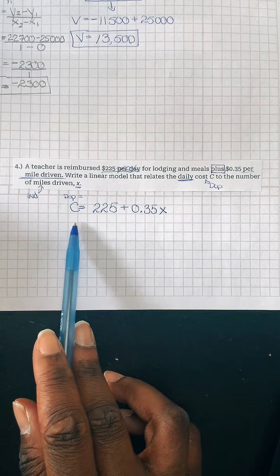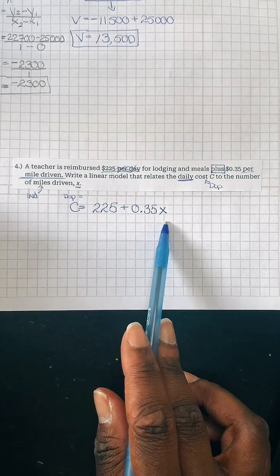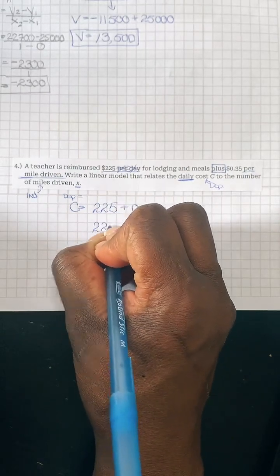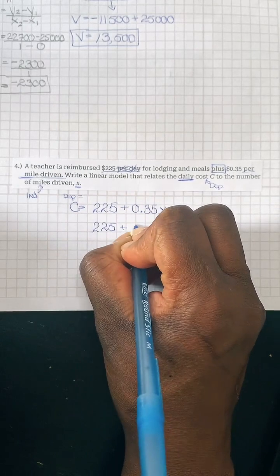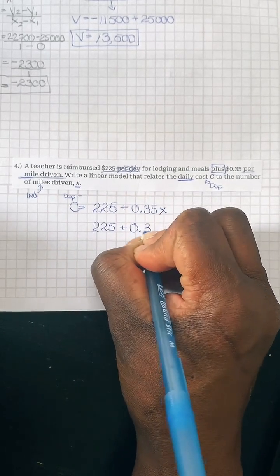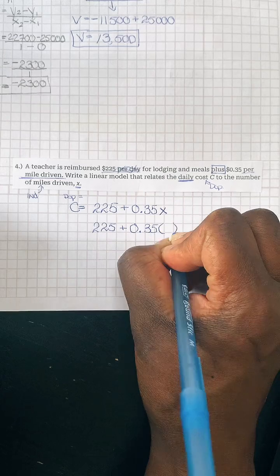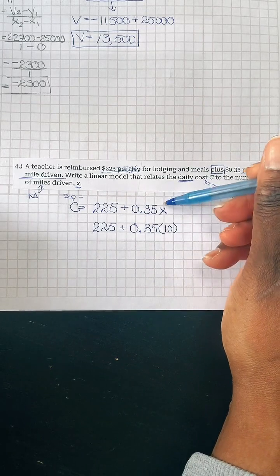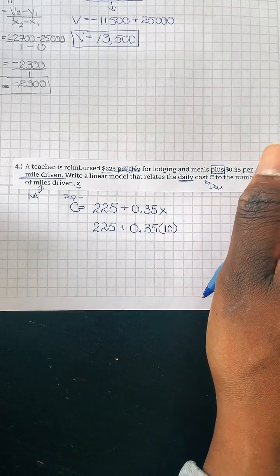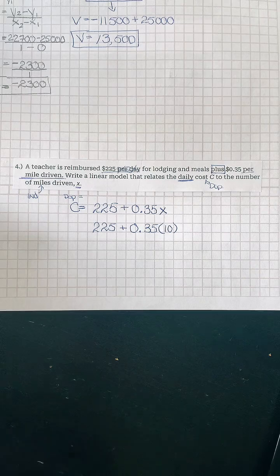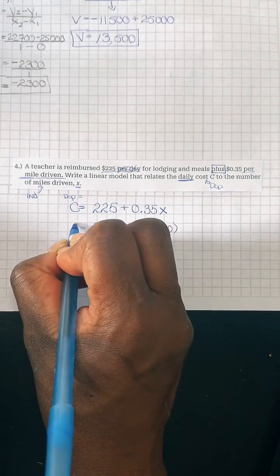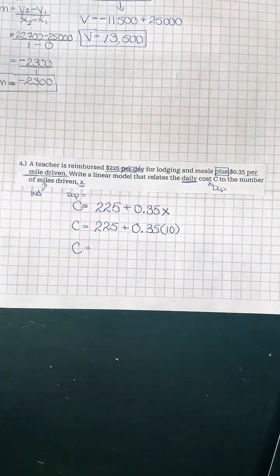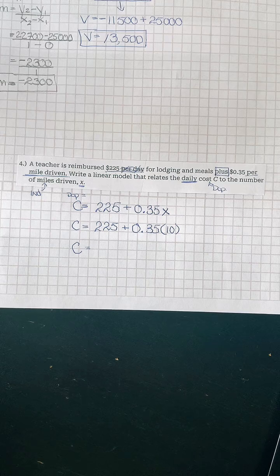Yep. Because C is going to be the cost, X is going to be the number of miles. So if that was the case, we would have 225 plus 0.35 times 10. So notice the 10 replaced the X. So we don't have the X anymore. All right. So what would my cost be? Now I'm just curious. I didn't even have that part prepared, so I'm just curious. What would the cost be?